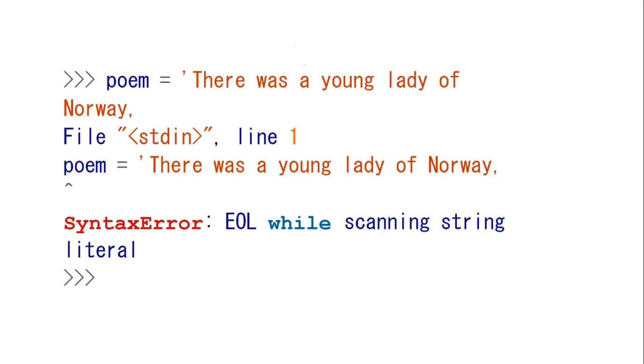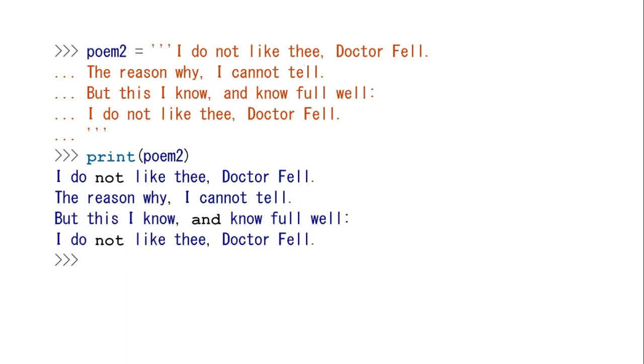If you tried to create that poem with single quotes, Python would make a fuss when you went to the second line. If you have multiple lines within triple quotes, the line ending characters will be preserved in the string. If you have leading or trailing spaces, they will also be kept.